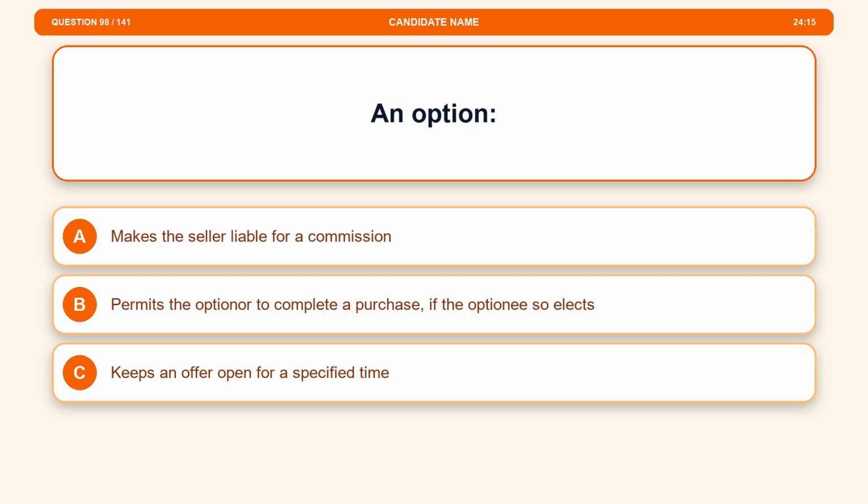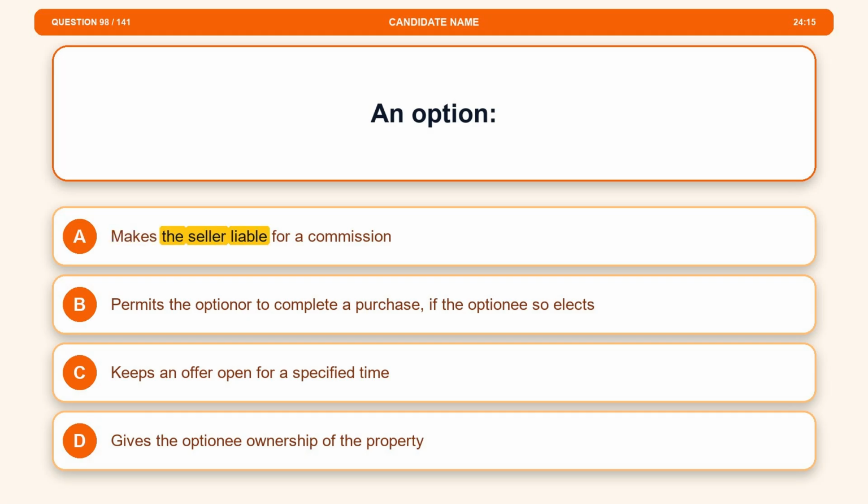Question 98. An option: A, makes the seller liable for a commission. Option B, permits the optioner to complete a purchase if the optionee so elects. Option C, keeps an offer open for a specified time. Option D, gives the optionee ownership of the property.